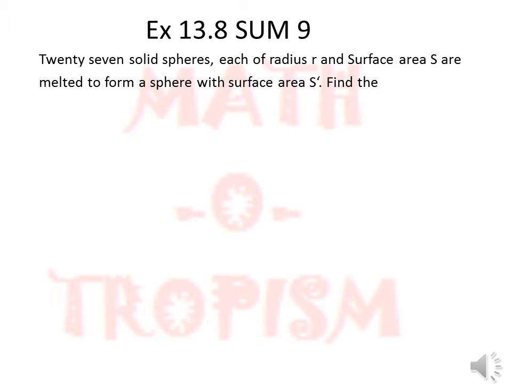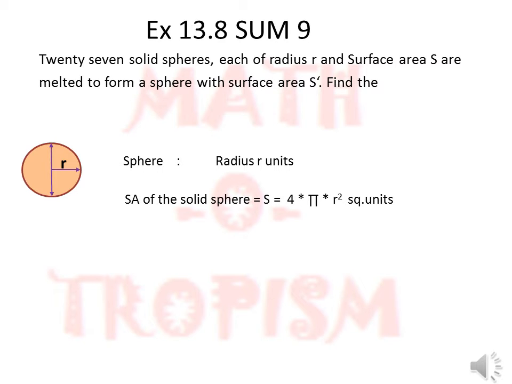We are first seeing what shape we are using here. So here it is a sphere. Let the radius of the sphere given be r. So we have this small sphere with radius r units, and the surface area of the solid sphere s is given as 4 pi r square units, which is nothing but the formula of the sphere.